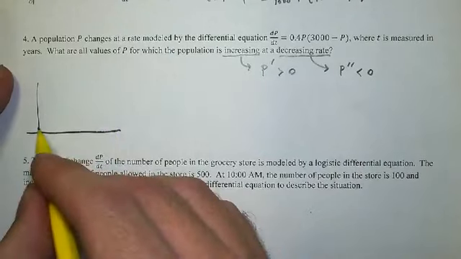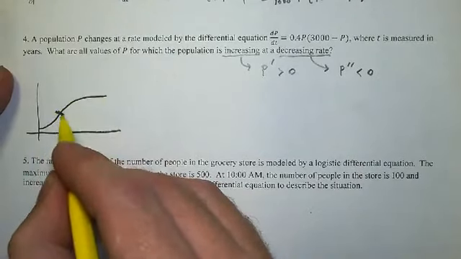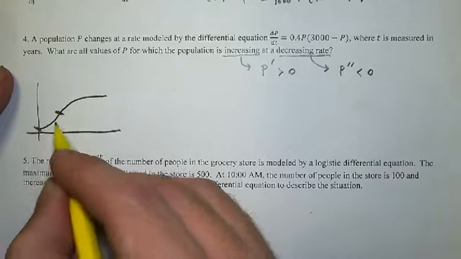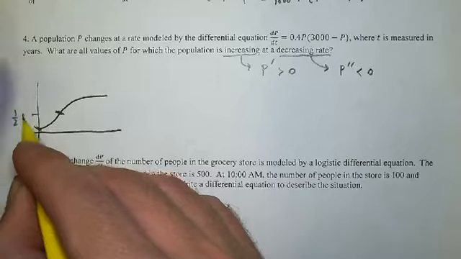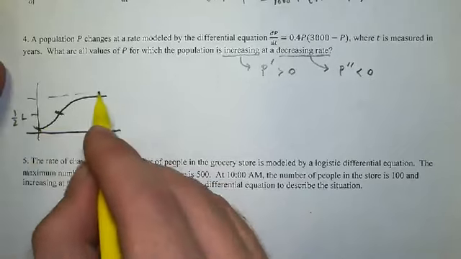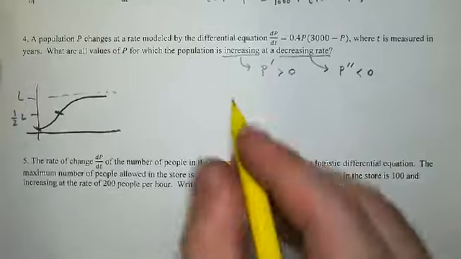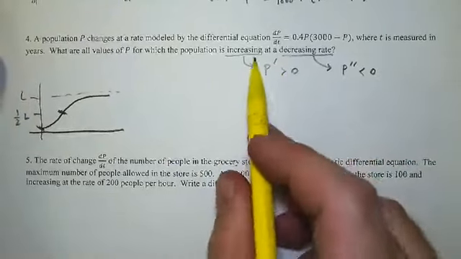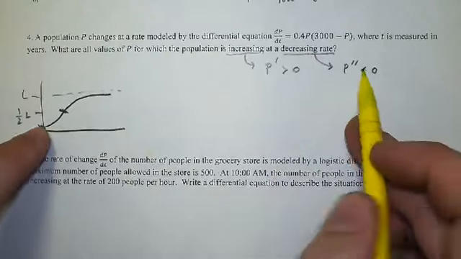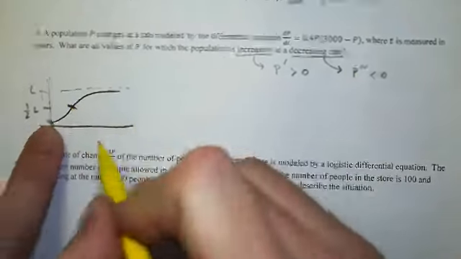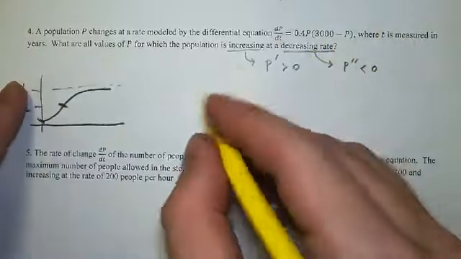Well, we know that the only place where it can be increasing and concave up is down here, right? Underneath half the carrying capacity. And then, I don't know, that wasn't the very best sketch ever. But I'm going to say, wait, I don't want increasing at an increasing rate. I want increasing while frowning, right? Concave down. Okay, so that's going to be half of L to L, so that'll be 1,500 to 3,000.